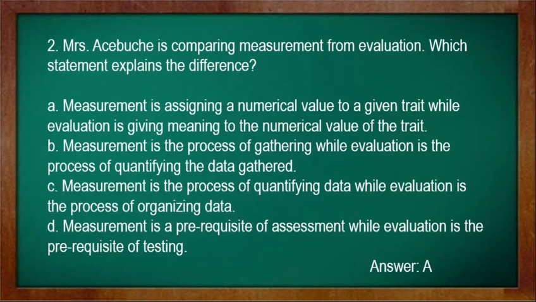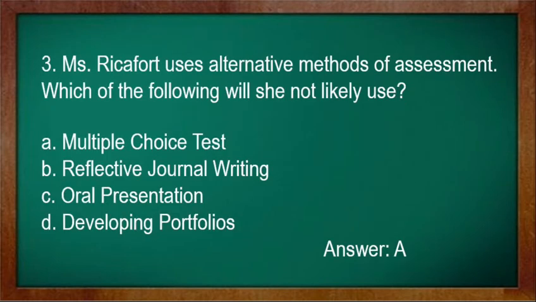Number 2. Mrs. Acebuche is comparing measurement from evaluation. Which statement explains the difference? A. Measurement is assigning a numerical value to a given trait, while evaluation is giving meaning to the numerical value of the trait. B. Measurement is the process of gathering, while evaluation is the process of quantifying the data gathered. C. Measurement is the process of quantifying data, while evaluation is the process of organizing data. D. Measurement is a prerequisite of assessment, while evaluation is the prerequisite of testing. Answer: A.